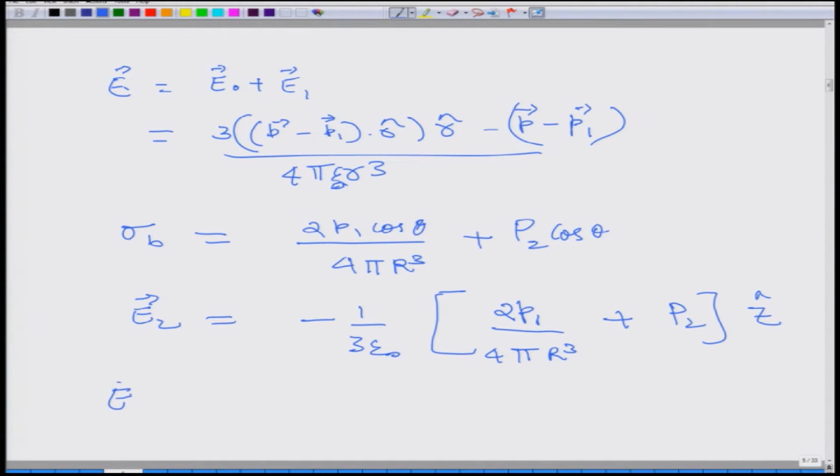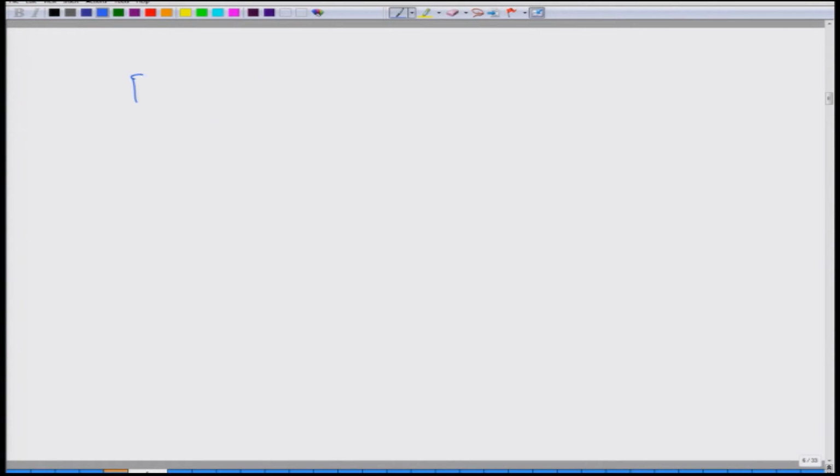Therefore the net electric field now will be E0 plus E1 plus E2, and this must be equal to, so the net polarization must be equal to chi E epsilon naught E net. So once one does this, one will find the P1 and P2 which are required to find the net electric field, and from that one can find the potential inside and outside the sphere.